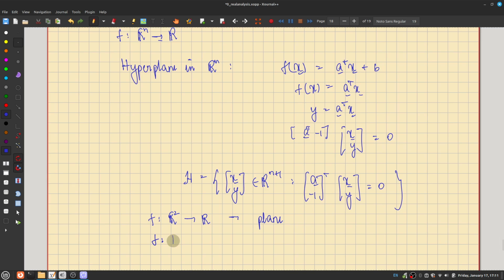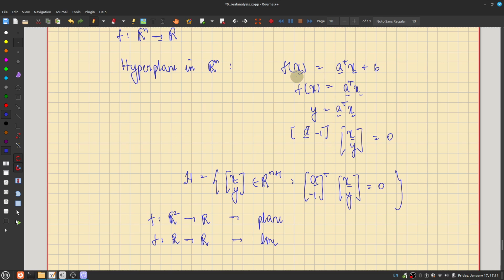If f is from R to R, then what is a one-dimensional subspace? It's just a line, right? So hopefully that is clear. So in R2, a function from R2 to R essentially represents a plane, right?